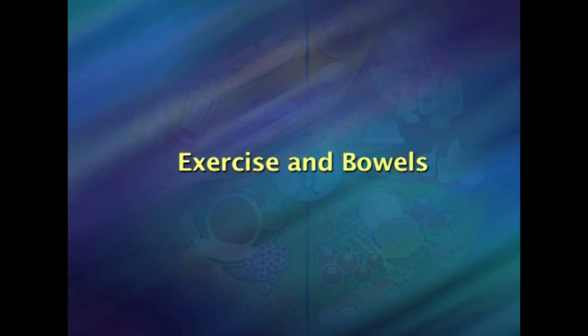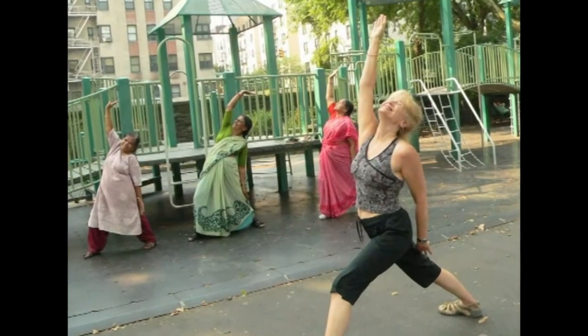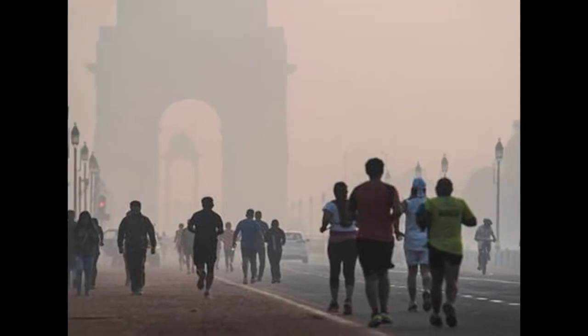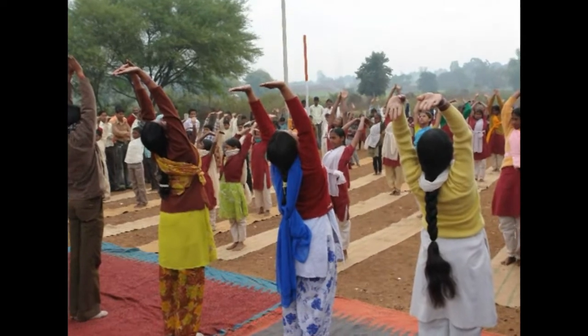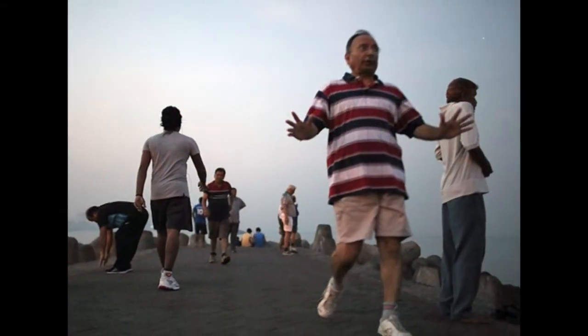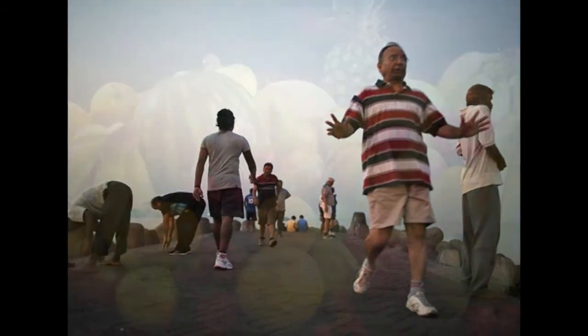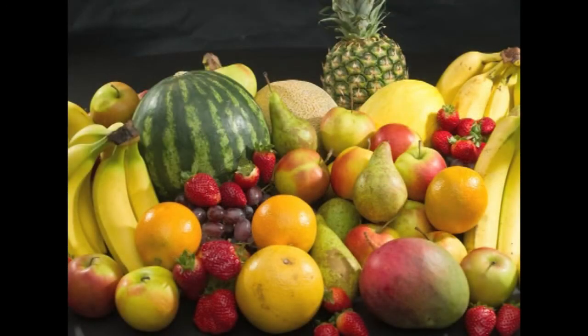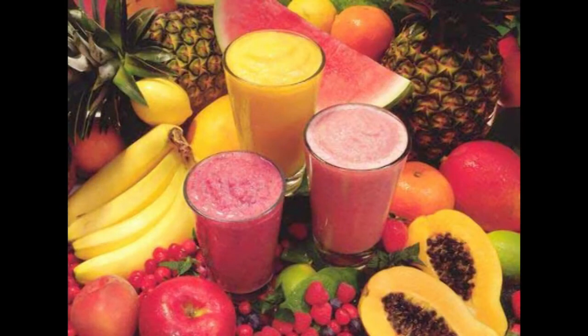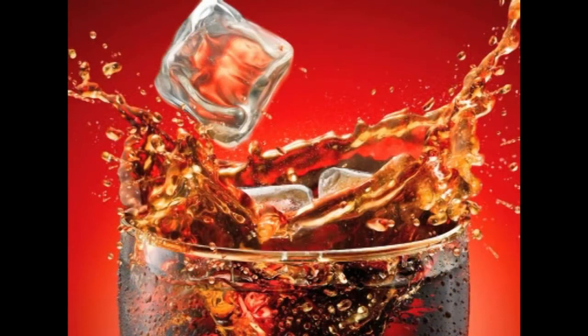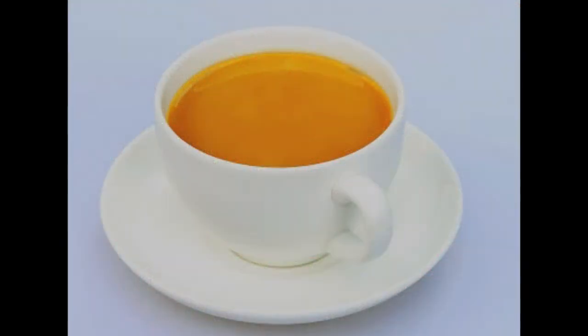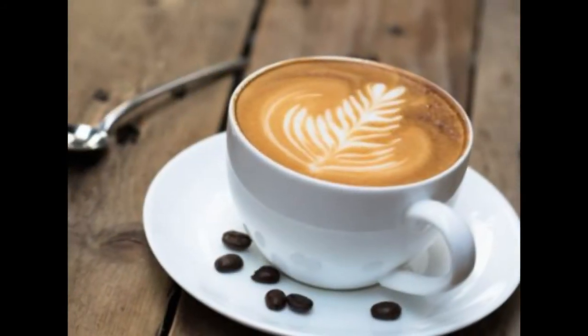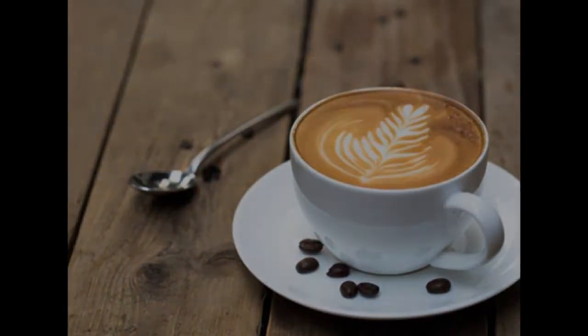Exercise and bowels. Regular outdoor exercise helps to stimulate appetite. Emotional well-being is essential to have a good appetite. Constipation may reduce the appetite, so the bowel movements should be regulated with adequate fluids, exercise and fruits. Synthetic drinks, soft drinks, alcohol, aerated drinks, too much of tea and coffee reduce appetite and should be avoided.